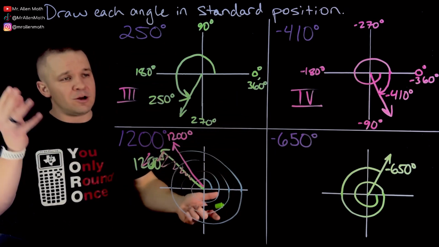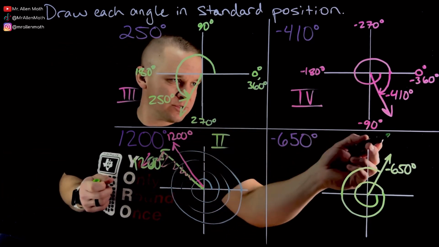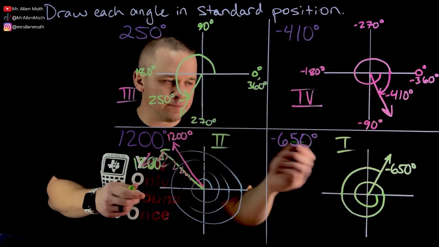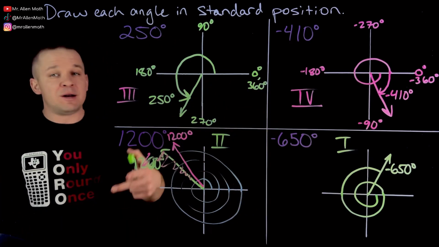All right, there you go, guys. Drawn angles in standard form. I didn't list my quadrants here, not that I asked for it. This is 2, and this is 1. Lovely, because sometimes they'll ask that too, what quadrant will this fall in? And now you're prepared for both.